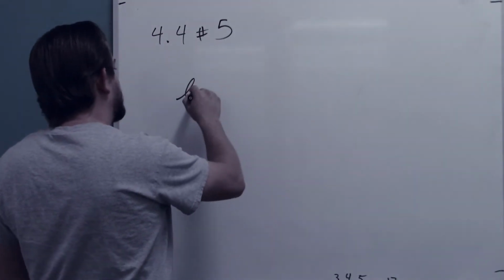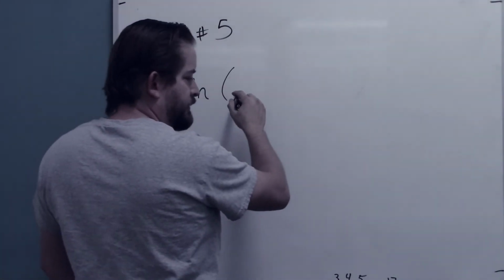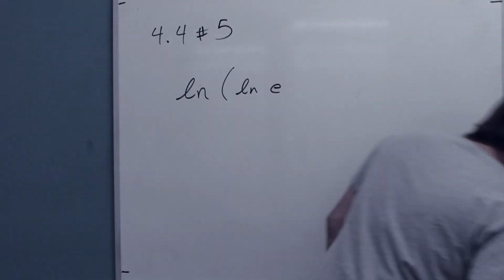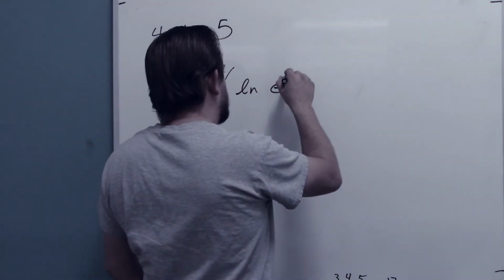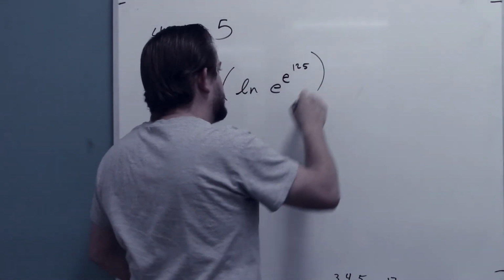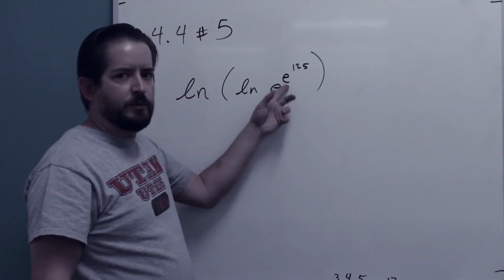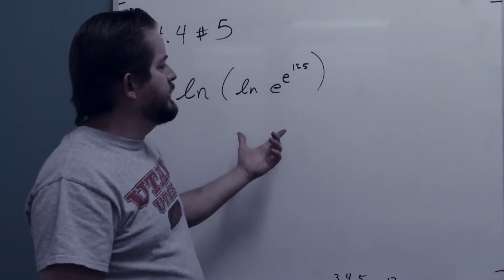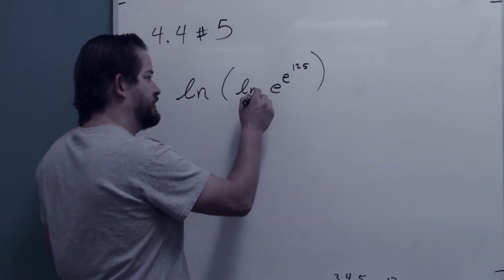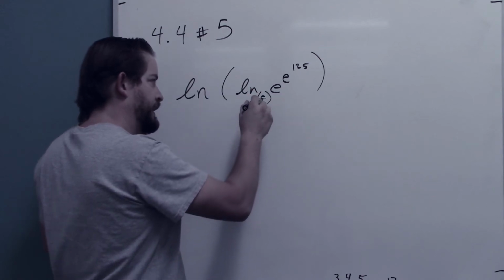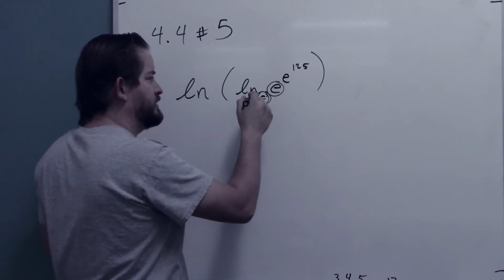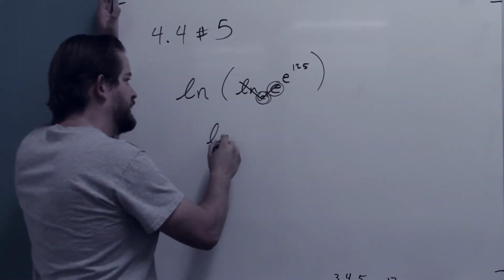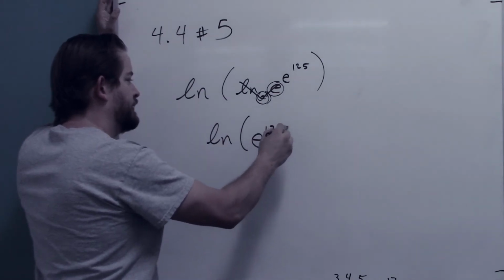Similar with 5, I've got the natural log, so I have a base of e of the natural log of e to the 125. So that's an e raised to the power of e, which is also then raised to the power of 125. But we saw in the last one, if this natural log has a base of e, and I have an e in the base and an e there, the natural log and the base are going to cancel out. This is going to turn into the natural log of e to the 125.